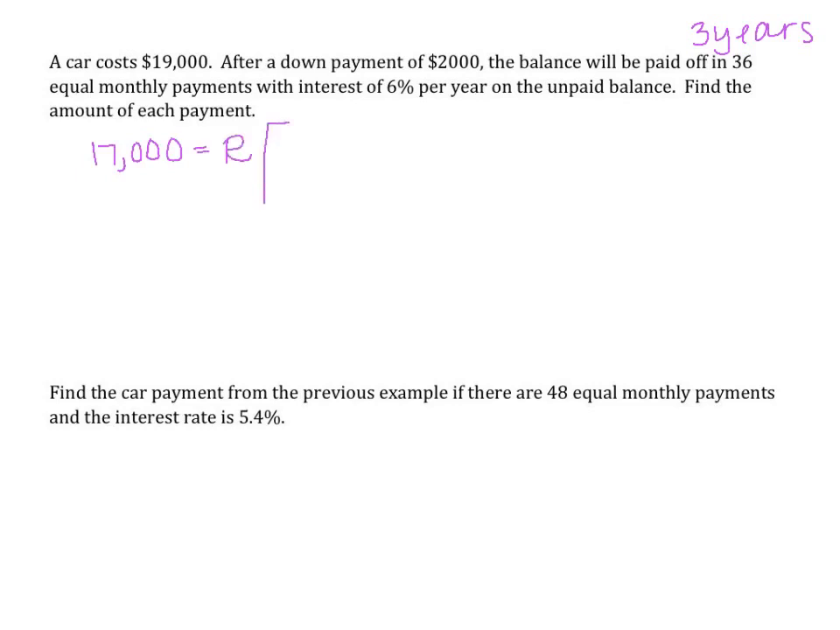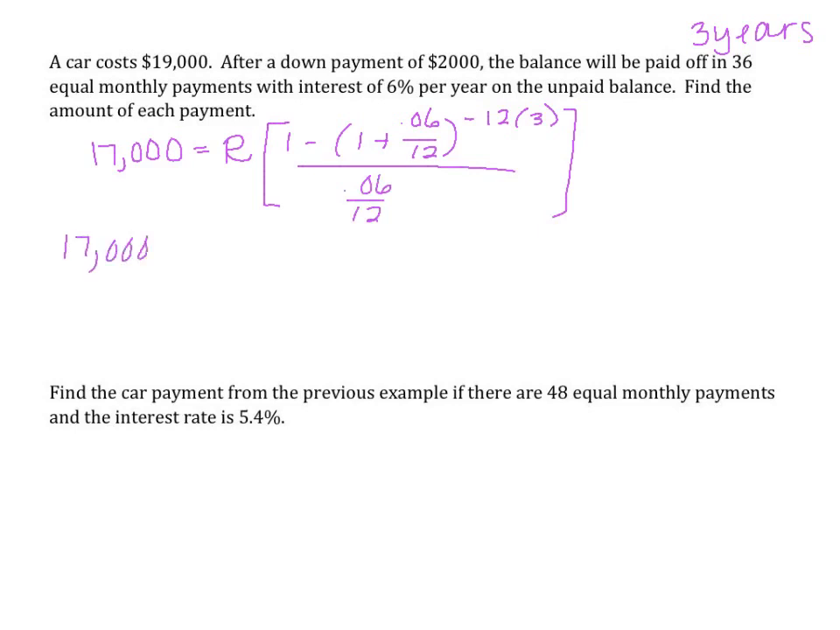Okay? But we can use the rest of the formula. So 1 minus 1 plus our interest rate, which is 0.06. We're paying monthly, times negative 12 times 3 years, all over 0.06 divided by 12. So $17,000 equals our payment R times 1 minus, and 0.06 divided by 12 is 0.005, so 1.005 to the negative 36th power, all over 0.005.